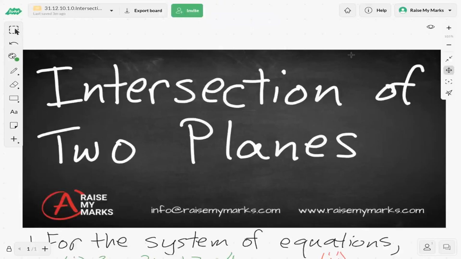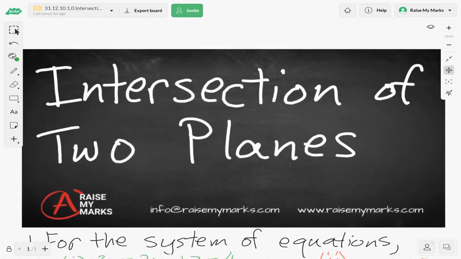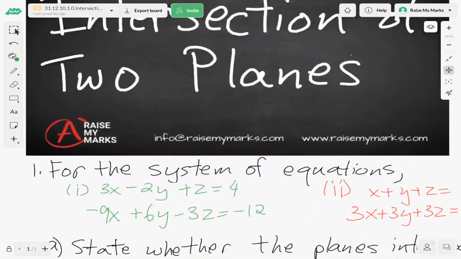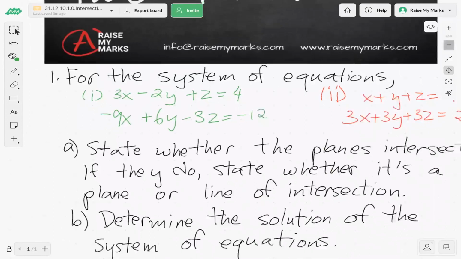Hello, so today we're looking at the intersection of two planes. So let's have a look at what we're being asked to do. Make it a little bit smaller so we can see the question.